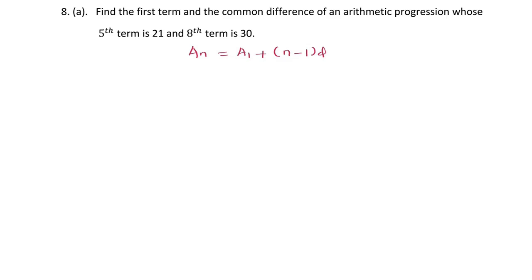Okay, so from the question, the fifth term is 21, meaning n equals 5 and an is 21. Let us now substitute these values into our equation. We are going to have 21 equals a1 plus, in brackets, 5 minus 1 d. Simplifying this equation and rearranging it, we are going to have a1 plus 4d equals 21. We are going to call this equation number 1.